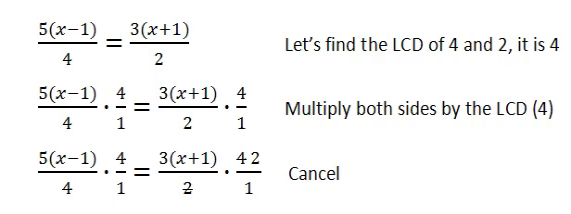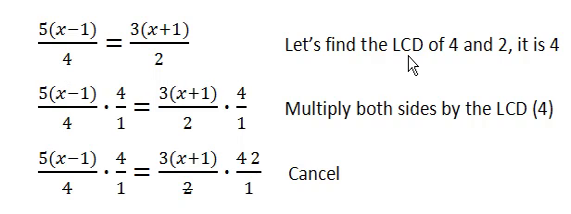This here is a very difficult problem for most students because it involves fractions. If you notice here, we have one fraction equal to another. It's called a proportion we're trying to solve here. What we have is two denominators. We have to get rid of those denominators.